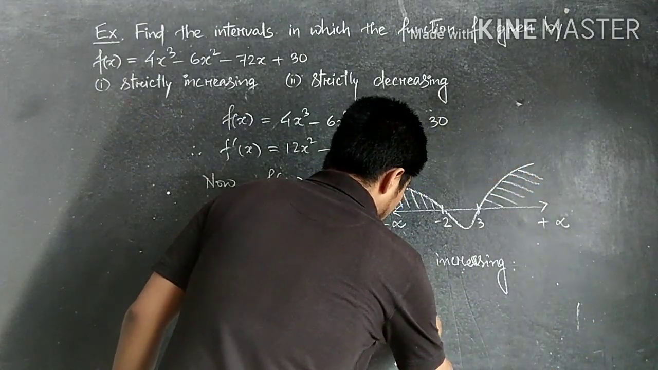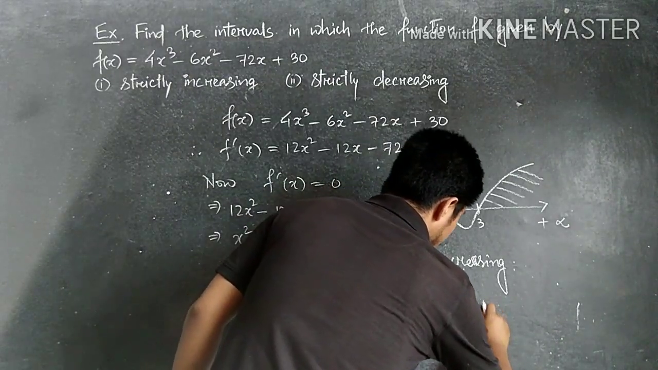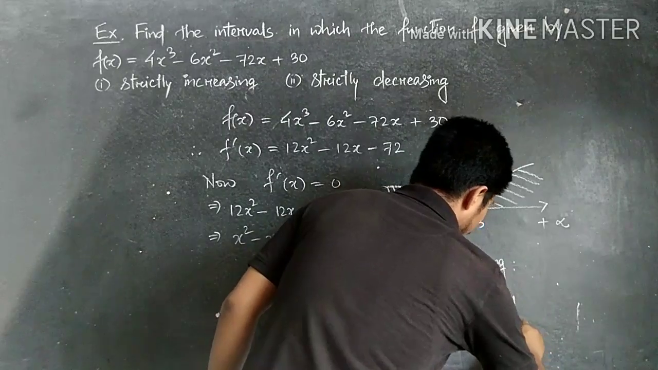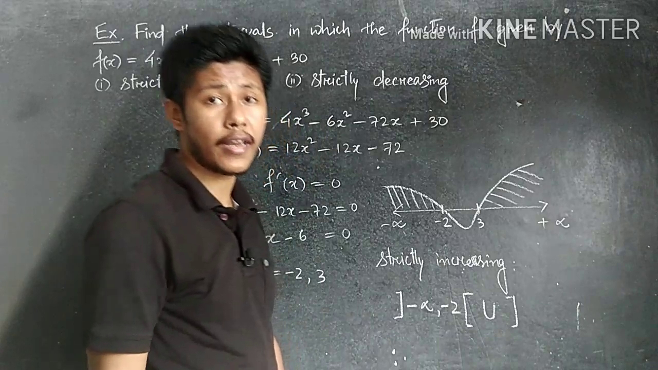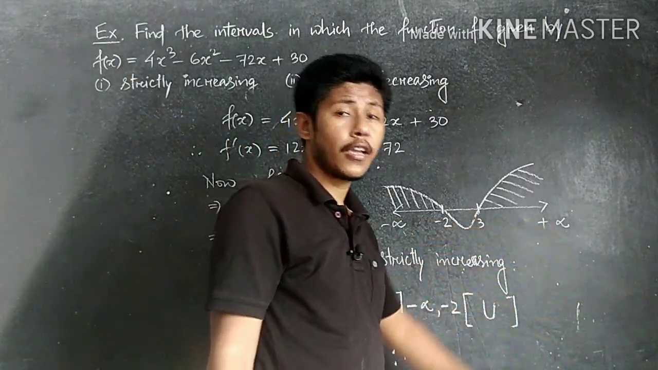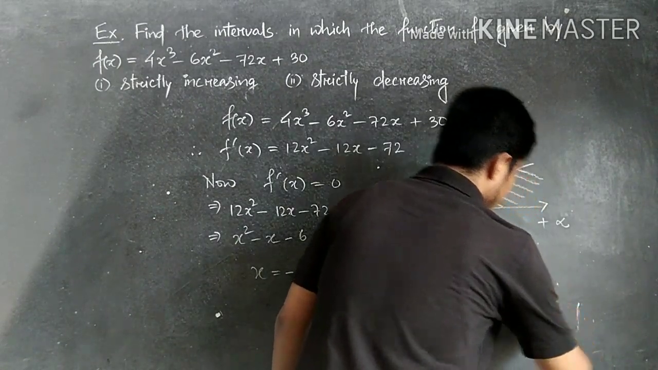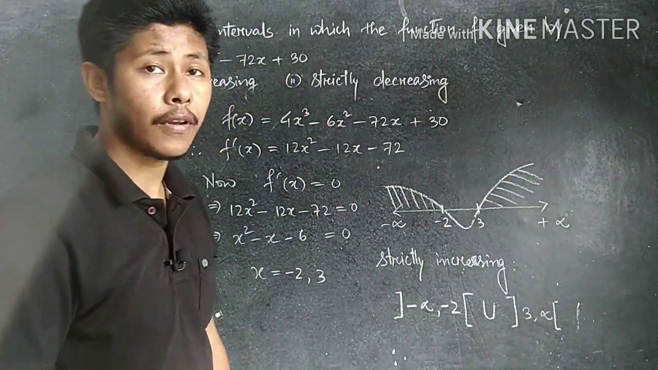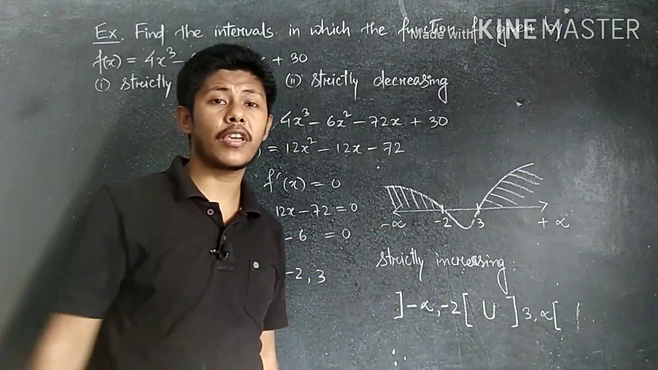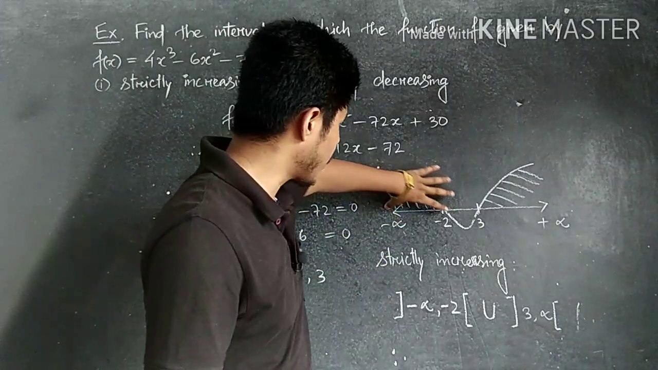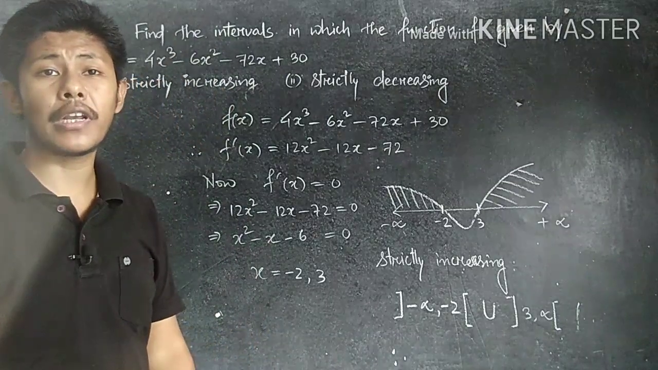So you have to write minus infinity, minus 2, and this one is union, because here two intervals are there. One is from minus infinity to minus 2 and another part is from 3 to infinity. So that's why we write here 3 to infinity. Is it clear? This one is the interval. I think all of you understood this one. There are two parts, so we write union. One part is minus infinity to minus 2, another part is from 3 to infinity. This one is for strictly increasing.